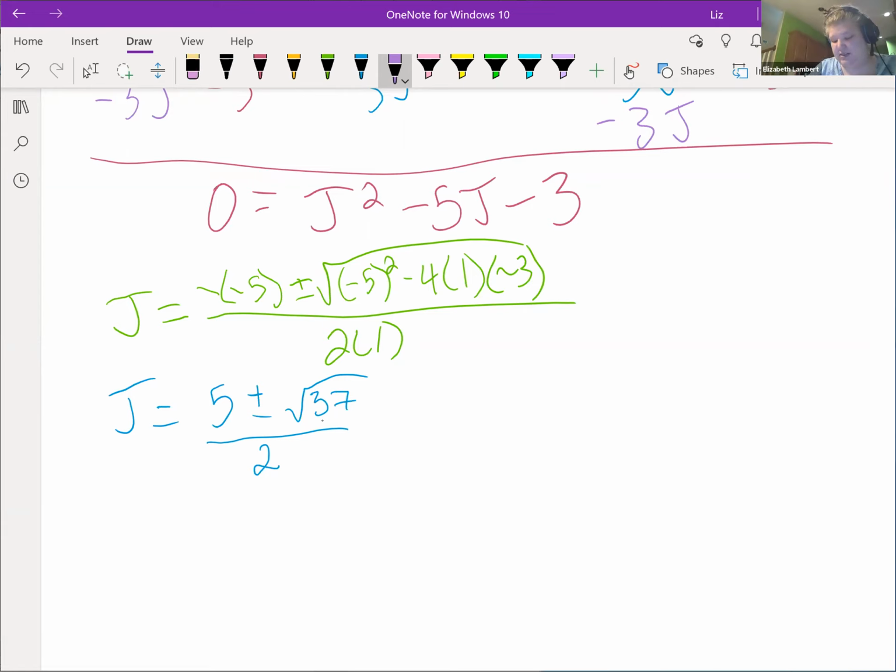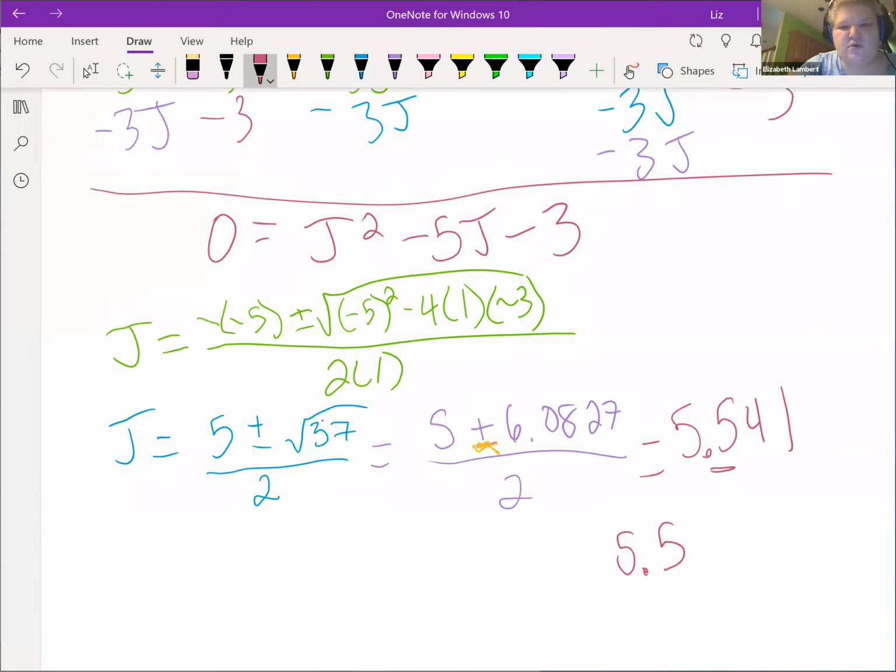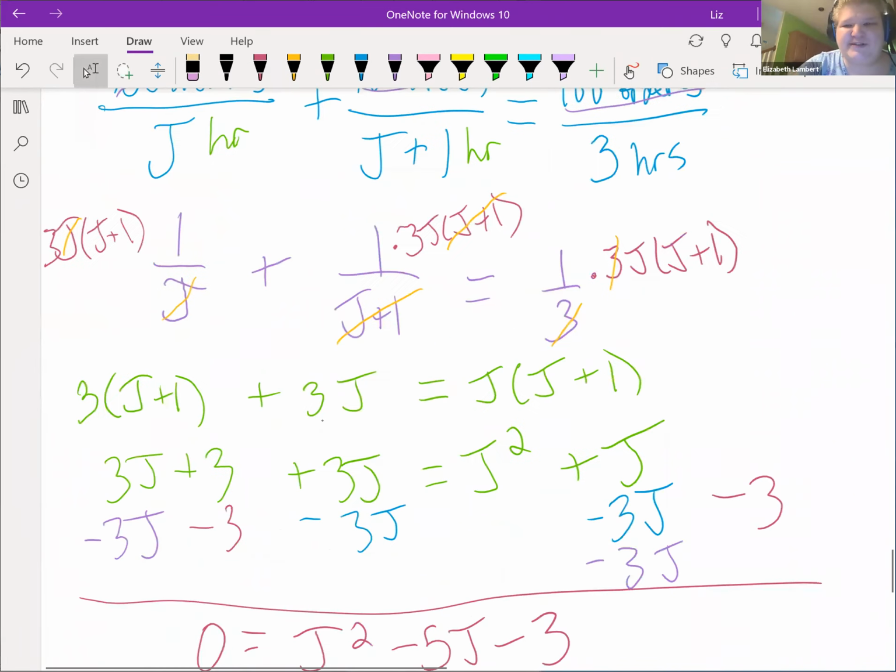So let us determine the square root of 37. 6.082 blah, blah, blah. So 5 plus 6.0827 over 2. So I'm going to write the minus back in, but then I'm going to cross it off because you can look at that there if you didn't realize it before. Don't want the negative. So I have that plus 5, 11 something divided by 2, 5.541. It said round to the nearest tenth. So 5.5 hours.